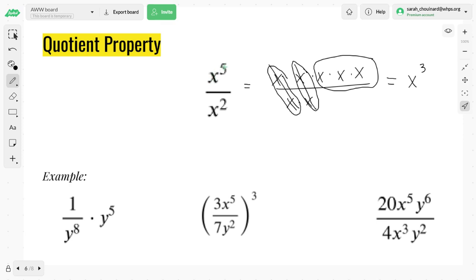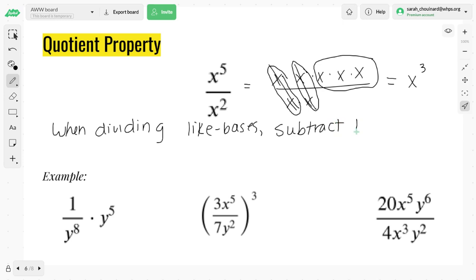So what you notice is 5 minus 2 makes 3. So when dividing like bases, you should subtract the exponents.